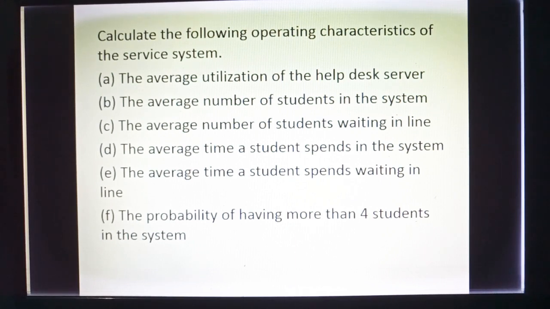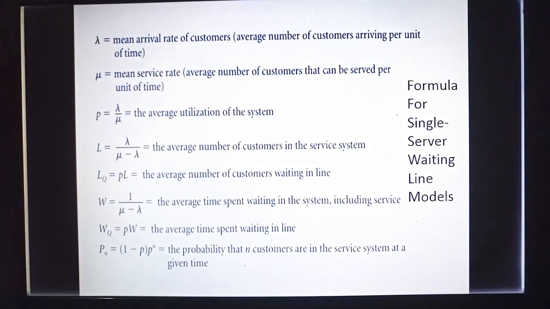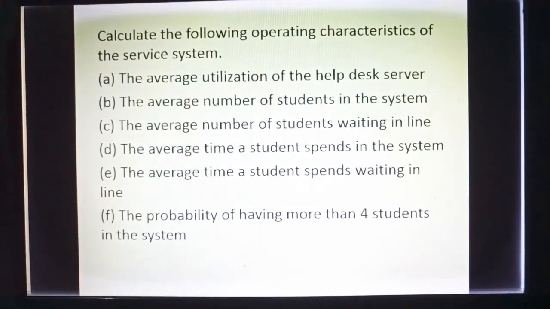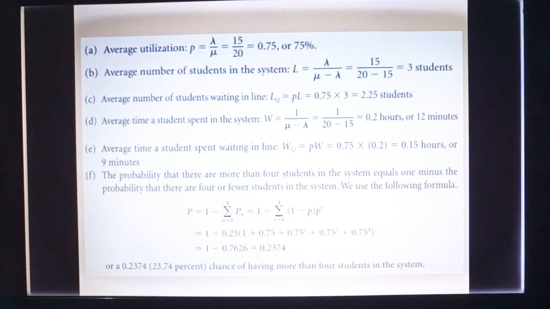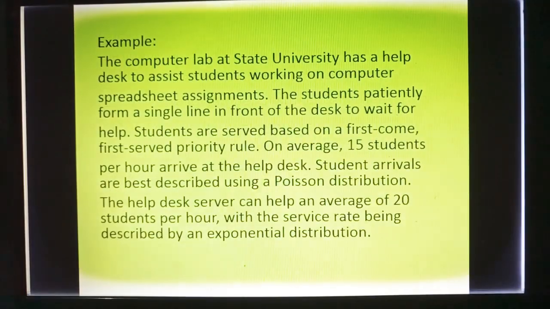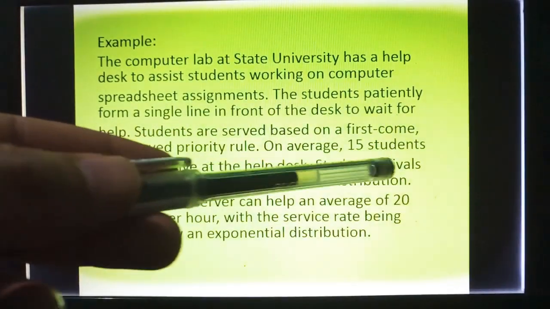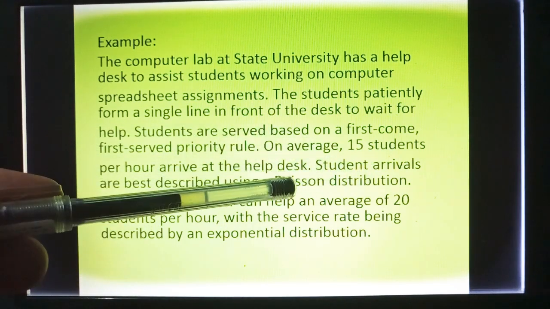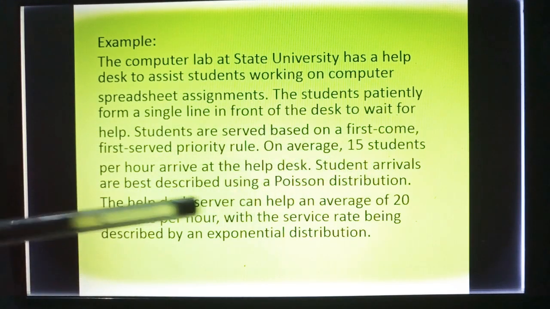So, to calculate these problems, we have to go back to our formulas. We will be using these formulas. The average utilization of the help desk server is lambda over mu, so we have 15 over 20. Take note, 15 over 20. On average, 15 students per hour arrive at the help desk, and the help desk server can help an average of 20 students per hour.